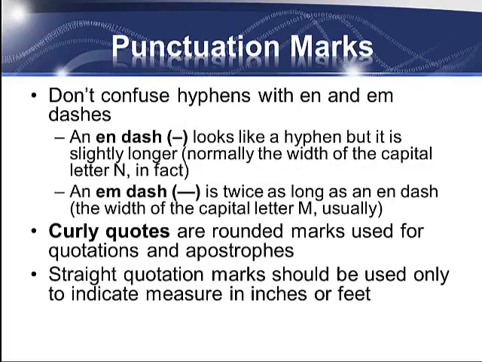Don't confuse hyphens with an en dash and an em dash. An en dash looks like a hyphen, but it's slightly longer, normally the width of a capital letter N, most commonly used to indicate a range of dates, numbers, or times, or in a compound adjective. An em dash is twice as long as the en dash, and it's usually the width of the capital letter M. It's frequently used to separate a parenthetical thought, much like a parenthesis. Curly quotes, sometimes called smart quotes, are rounded marks used for quotations and apostrophes. Straight quotation marks should be used only to indicate measurements in inches or feet.